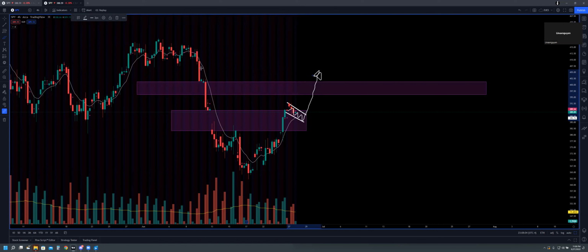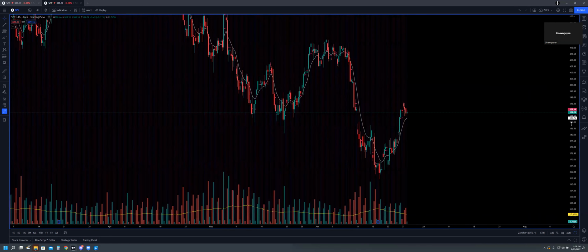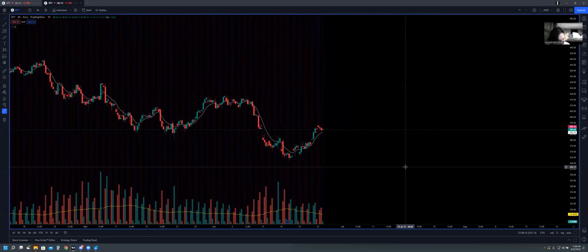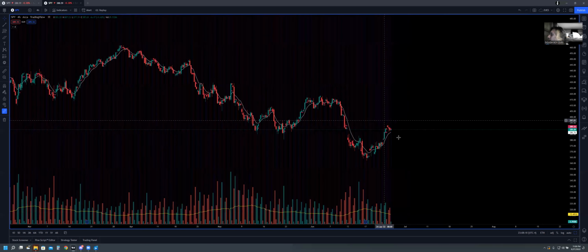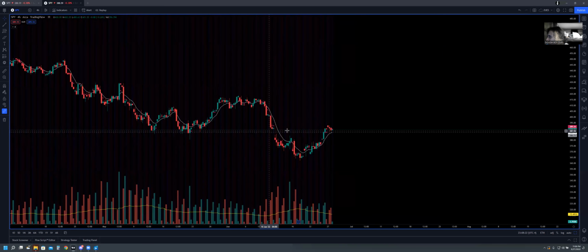Need to make back the money I lost. Oh yeah. So that's all I see for tomorrow as far as any good key support and resistance levels.